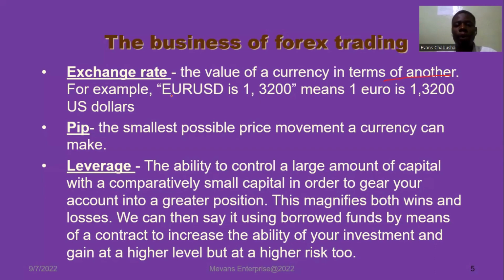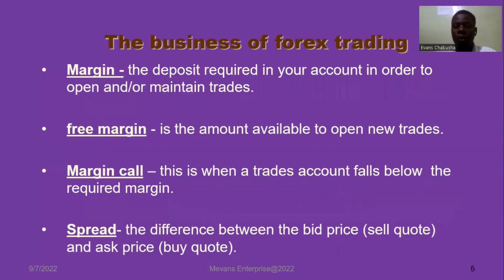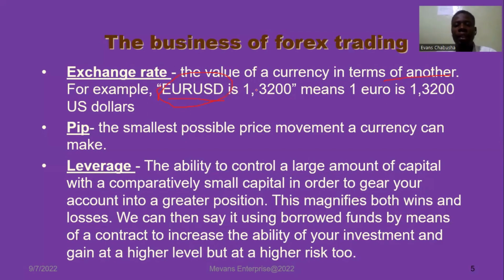For example, you have the Euro USD. Okay, so they have given us an example. This is a pair. The euro is paired against the United States dollar. Okay, so that pair is 1.32. That is the value of this pair. So what does this mean? This means that 1 euro will be equal to 1.32 US dollars.